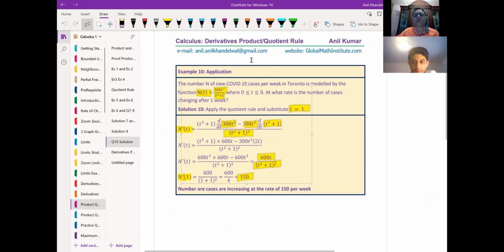Okay, can you please read the question? Yes, sir. The number n of new COVID-19 cases per week in Toronto is modeled by the function n of t equals 300t squared divided by t squared plus 1, where t is greater than or equal to 0 and less than or equal to 8. At what rate is the number of cases changing after 1 week? Apply the quotient rule and substitute t equals 1.